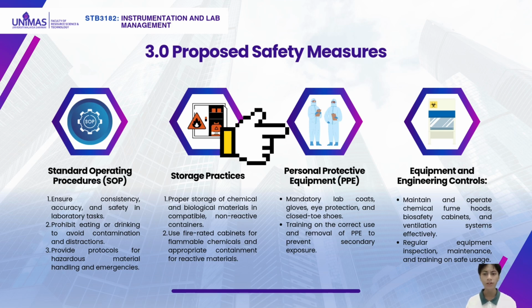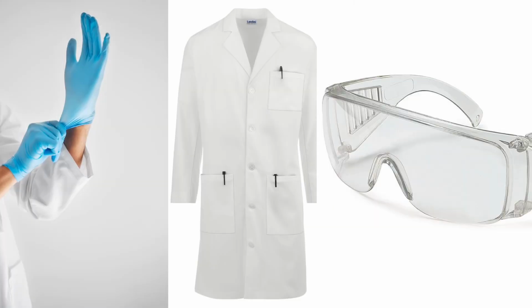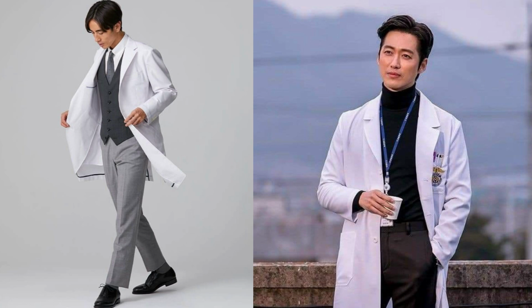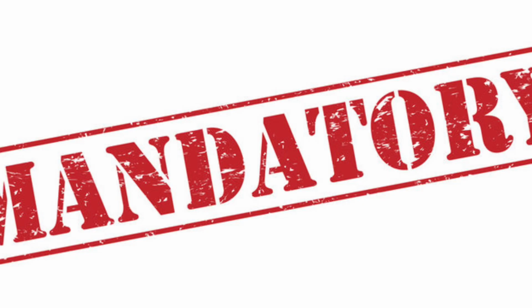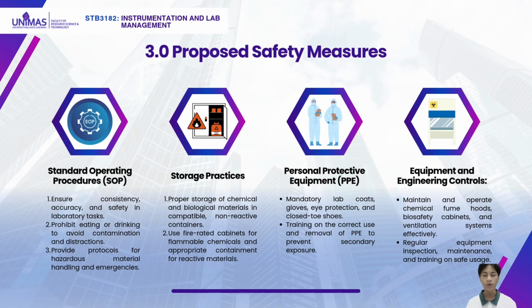Next, we focus on PPE, which acts as a vital barrier against potential laboratory hazards. These include wearing lab coats, gloves, and eye protection at all times. Proper attire such as long pants and closed-toe shoes is mandatory to minimize exposure to hazardous materials. Training sessions will emphasize the correct use and disposal of PPE to prevent accidental secondary contamination.